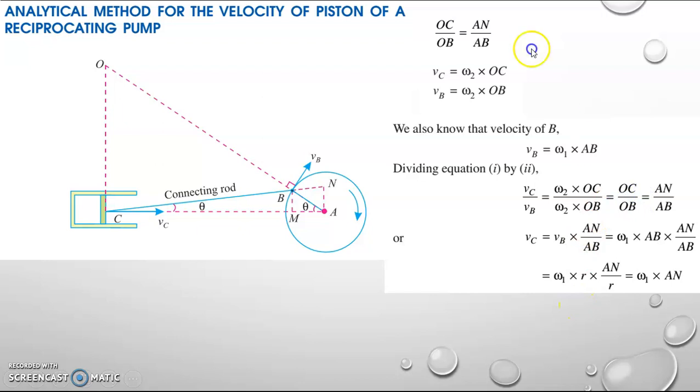So we already have OC by OB is equal to AN by AB. So we will be replacing OC by OB with AN by AB. So we can write VC is equal to VB into AN by AB, where VB can be written as omega 1 into AB. So omega 1 into AB divided by AN by AB. We are cancelling AB and AB. We will get omega 1 into AN as the equation for VC.